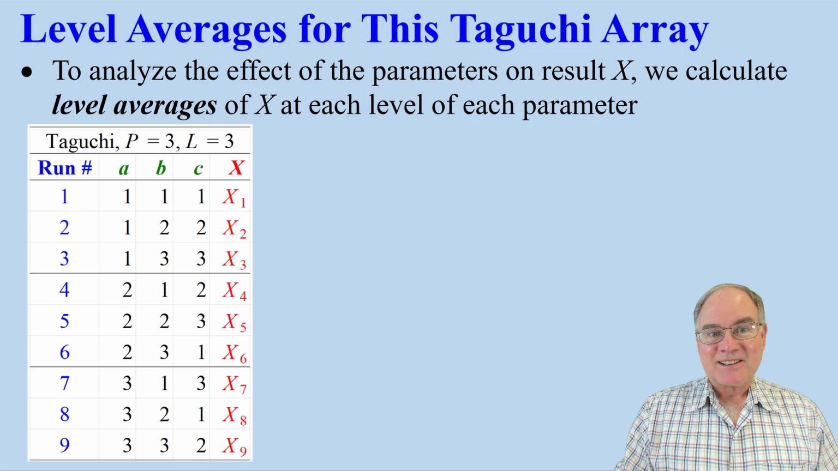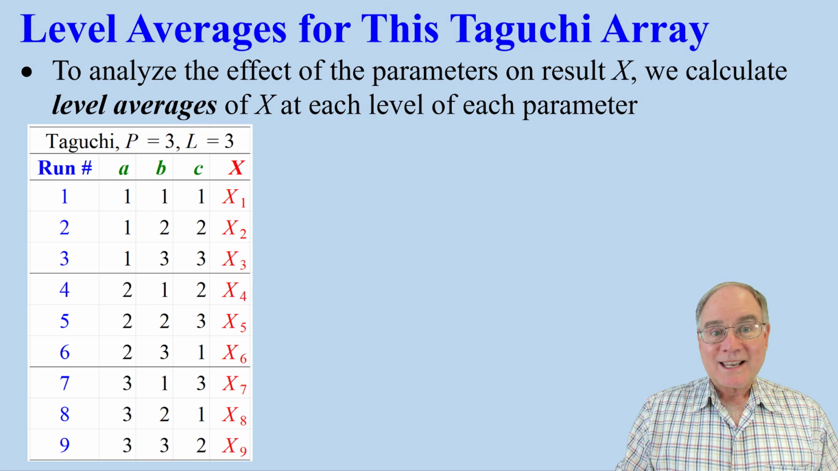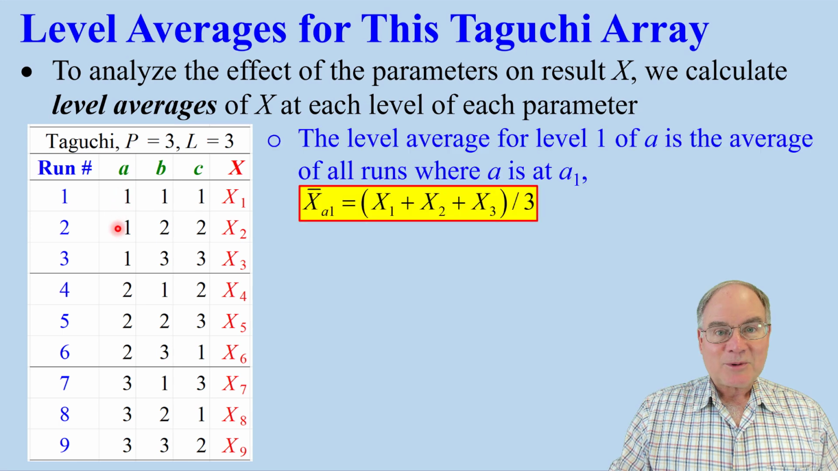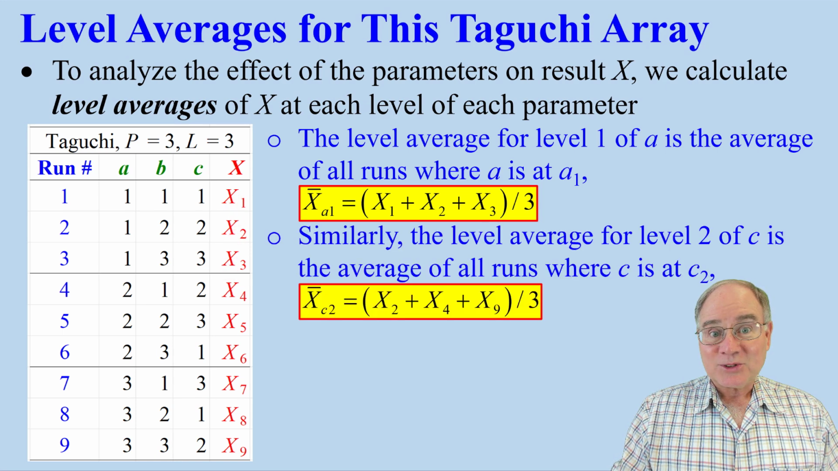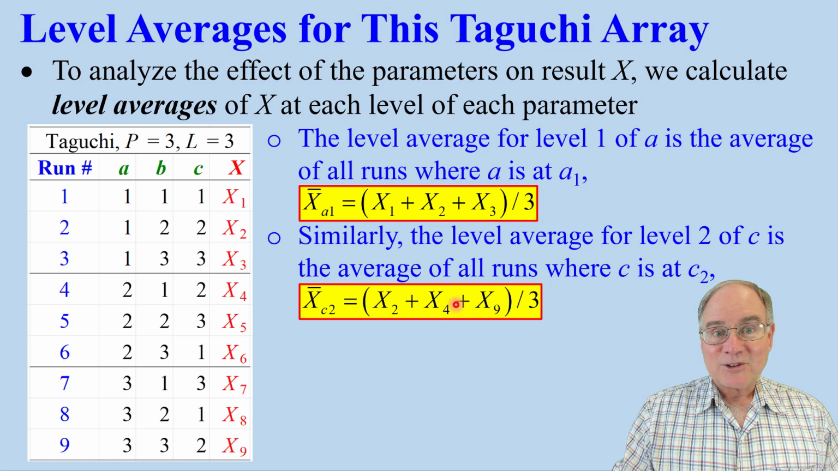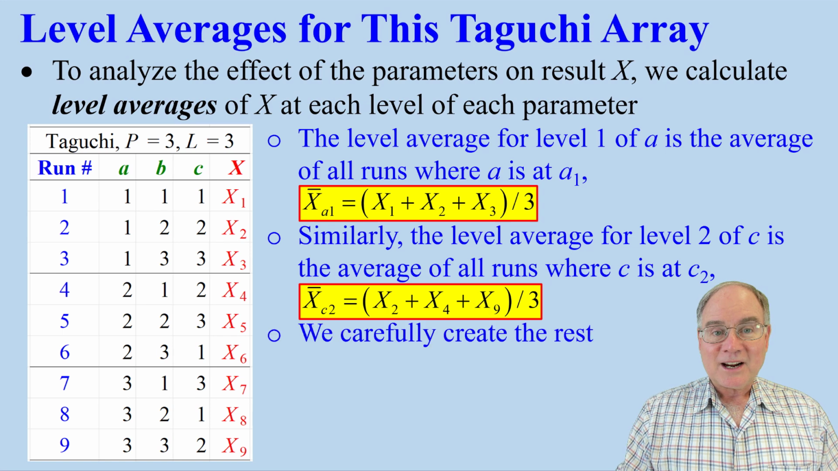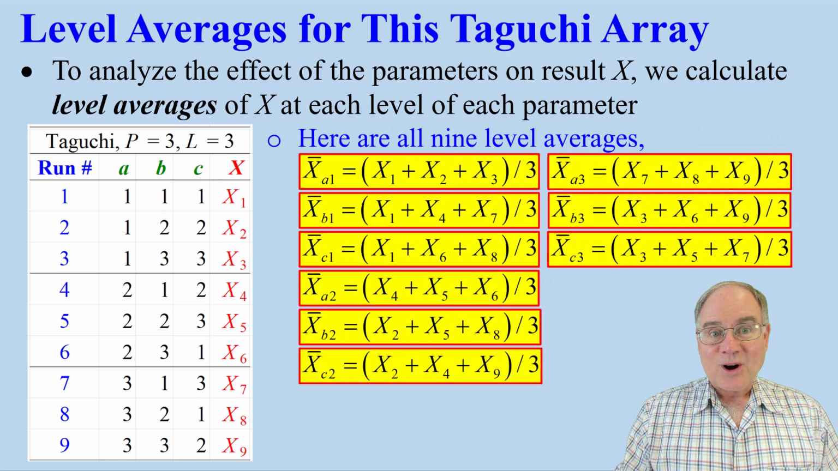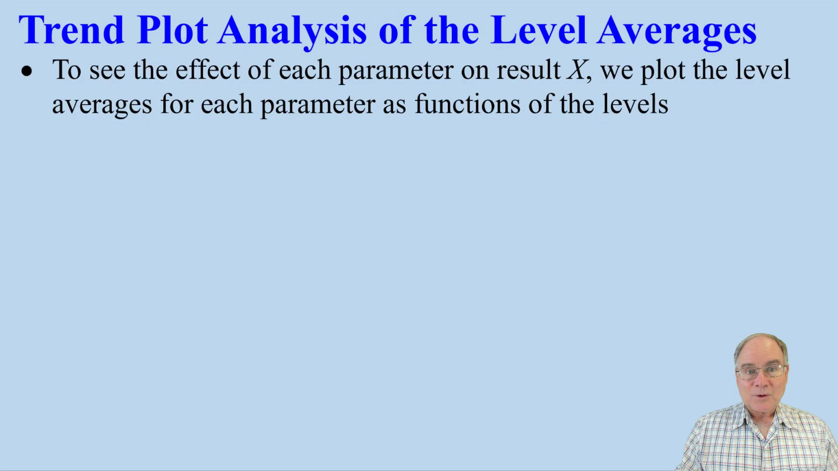To analyze the effect of parameters on the result x, we calculate level averages. For example, level 1 of A is the average of these 3, x1, x2, and x3, as we see here. Now consider level 2 of parameter C. We see 3 of them: x2, x4, and x9. So we make our level average with those 3 values. We carefully create the rest of them, and I show all 9 level averages here. Again, you can verify these yourself. Once we have these level averages, we use trend plots to see the effect of the parameters on x.